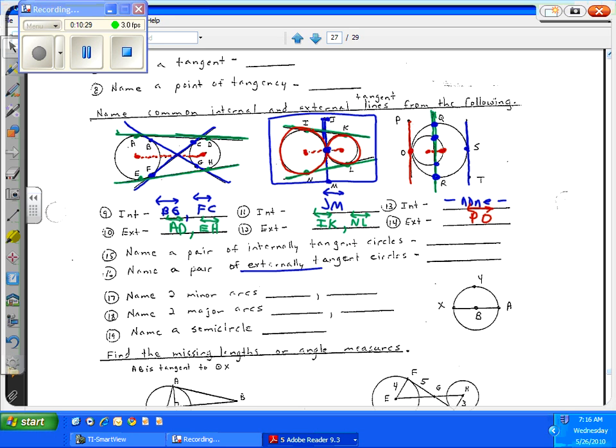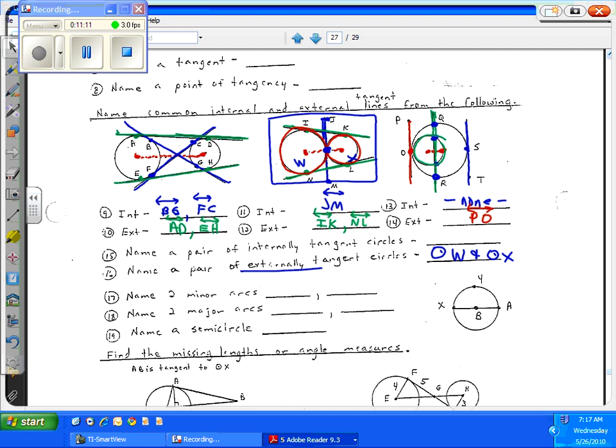One is not inside the other, so we say that they are externally tangent because they're outside each other. So those two circles in that picture would be externally tangent. Now, on the transparency, there weren't centers marked, but in the student edition and teacher's edition there are. And so circle W and circle X would be externally tangent circles.